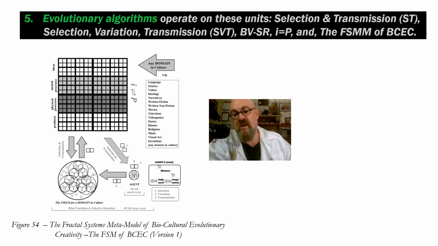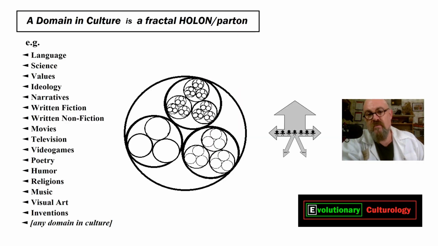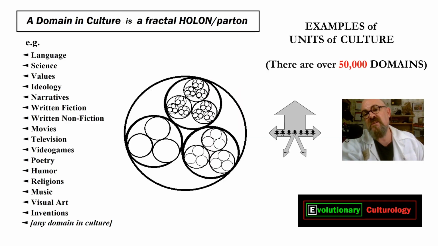That's another evolutionary algorithm that shows how culture evolves on different scale levels over time. More about that in Elements of Ev Cult and on the blog. So there are over 50,000 domains in culture. Those are just some examples, but they all work exactly the same way. All the units are fractal Holon partons, and Ev Cult provides the units, scale levels, three laws, and evolutionary mechanisms.